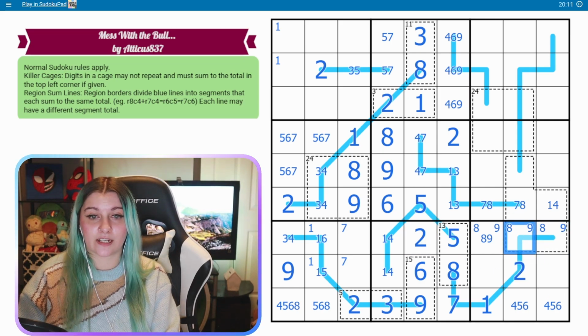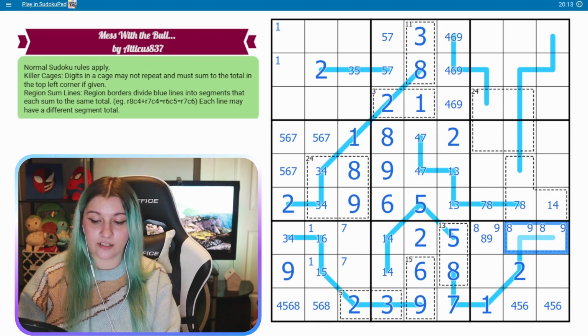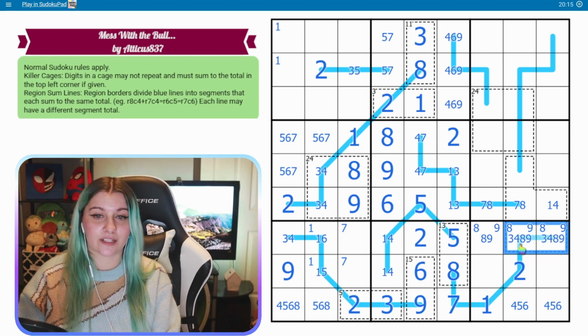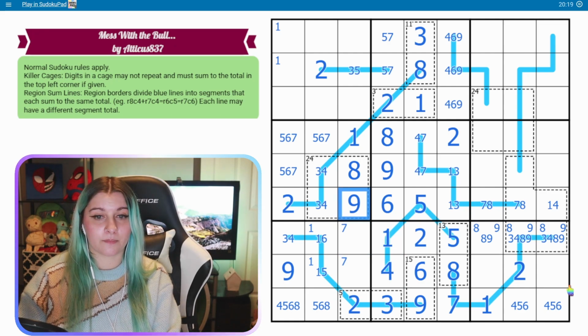This is going to be an 8, 9, 3, 4. Yay! Which means, that's really cool. That's a 3, 4, and this is a 3, 4. So this is going to be a 1. This is going to be a 4, meaning this is a 1, so this is a 6.